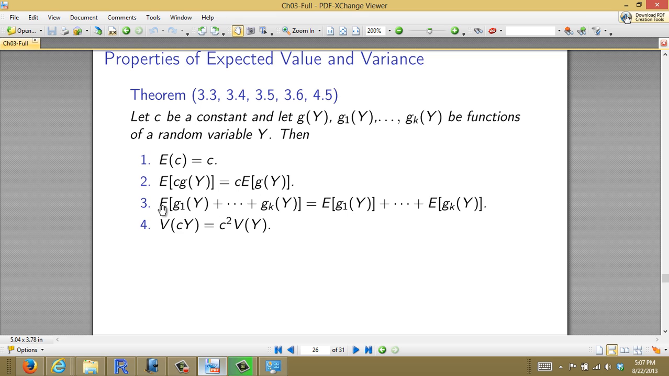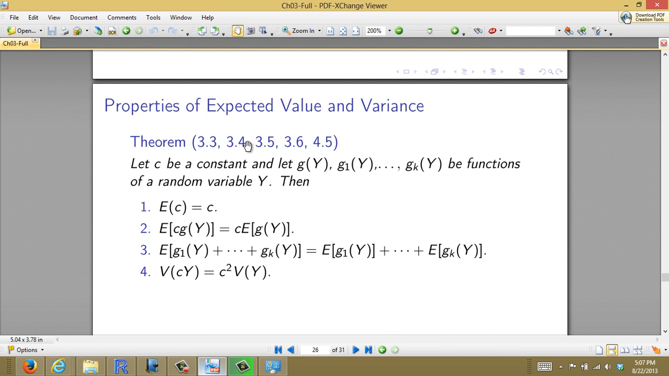The third property is that the expected value of a sum is the sum of the expected values. And this third rule is an extremely useful and frequently used rule in statistics. Lastly, if you have a constant multiplied by a random variable y, the variance of that constant multiplied by y is the same as pulling the constant out, squaring it, and multiplying that by the variance of y by itself. We're not going to prove these at this time. These are likely to be homework questions, actually, but you can demonstrate each of these in a fairly simple fashion.